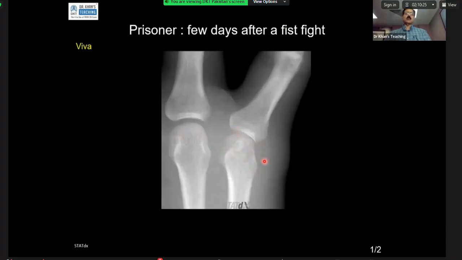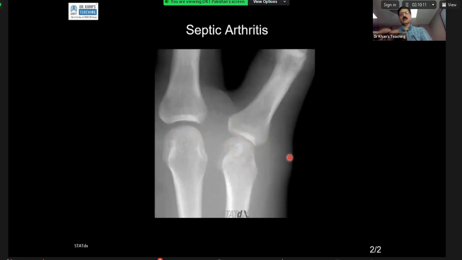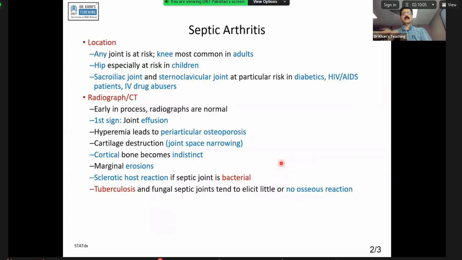The key finding in osteomyelitis is loss of joint space. So in a pediatric group, initially the joint space can enlarge. Why? Because of effusion. But once there is cartilaginous damage, then it will reduce. And then there is a soft tissue component. So this is septic arthritis of the metacarpophalangeal joint.